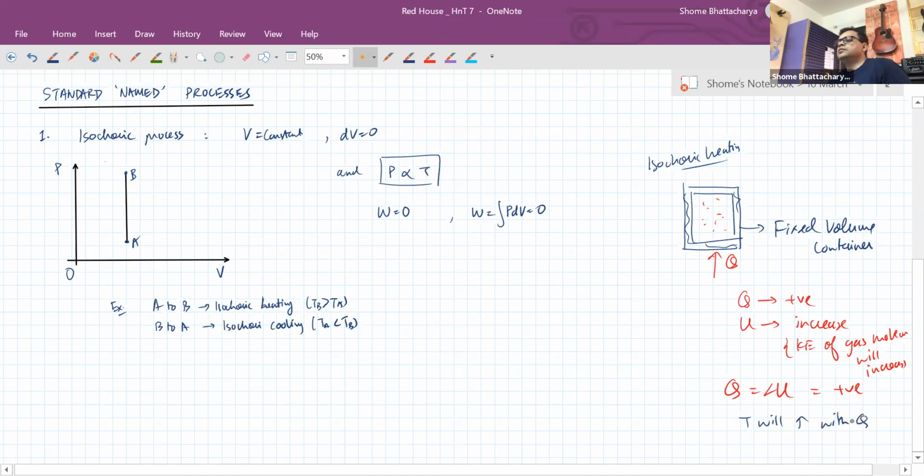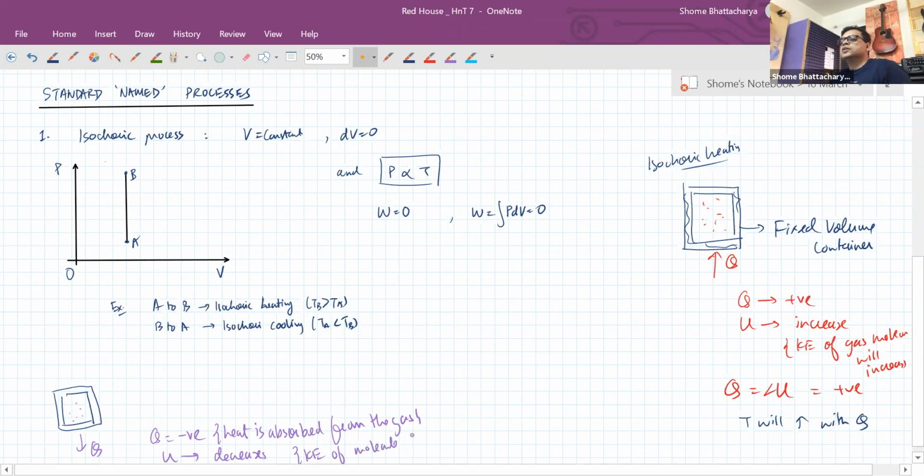So what we'll observe is that temperature will increase with heat supplied. Okay. On the other hand, if we have a process where we are removing heat from the gas, you will see that the gas cools down. So if we have some way of absorbing heat, then heat is absorbed from the gas. So its internal energy will decrease because the kinetic energy of molecules decreases. So delta U will be negative.